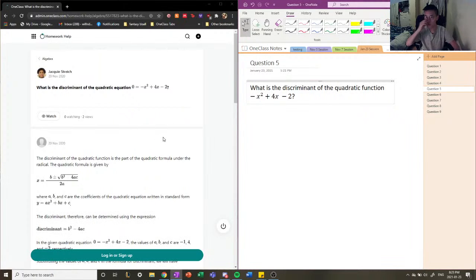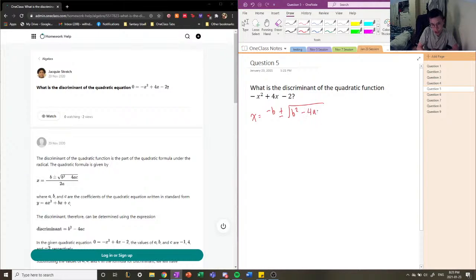All right, so question number 5 reads, what is the discriminant of the quadratic function negative x squared plus 4x minus 2? Okay, so the discriminant is based off the quadratic formula, and it helps us to describe and to ascertain how many zeros the quadratic function has. Okay, so if we were to write out the quadratic formula, it will be x equals negative b plus or minus the square root of b squared minus 4ac divided by 2a.